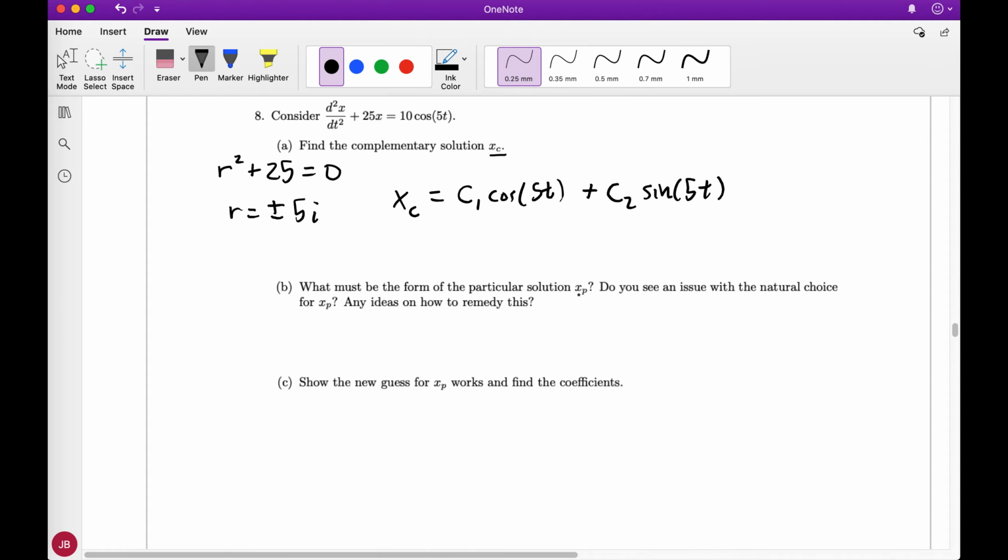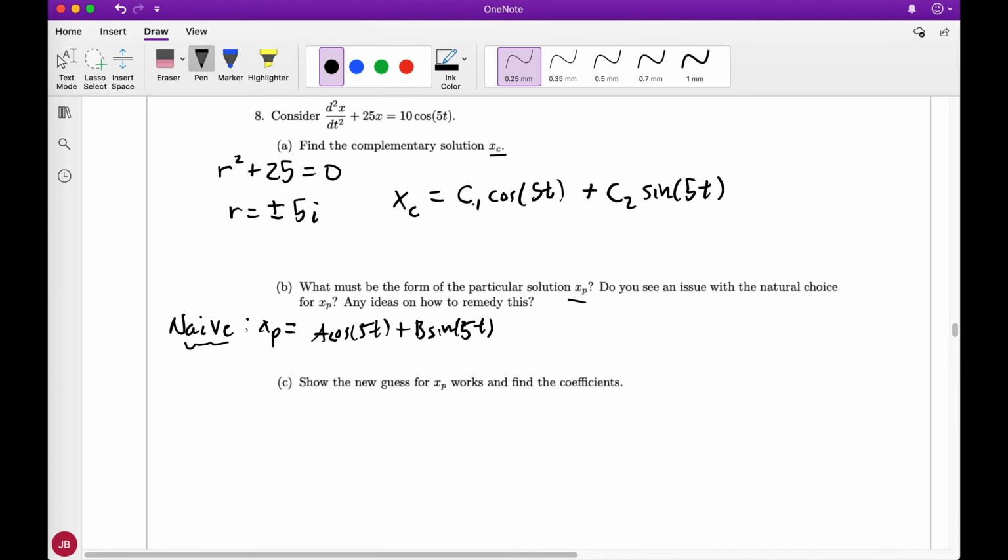All right, so now when we want to find the particular solution xp, well, it has to be of the form, probably, a cos 5t plus b sine 5t, right? Or at least that's the naive thing to do. The reason that I'm calling it naive is because you'll notice that the particular solution is exactly of the same form as the complementary, right?